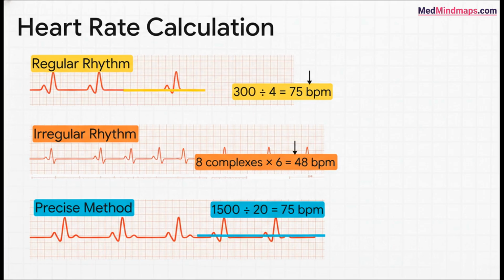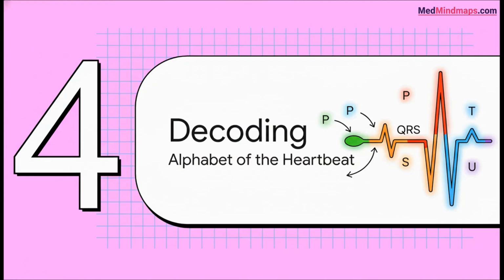For irregular rhythms, it's better to count the number of QRS complexes in a 10-second strip and just multiply that by 6. And if you need to be super precise, count the small boxes between R waves and divide 1500 by that number. All right, so we've covered the layout of our map and the scale we use to read it.